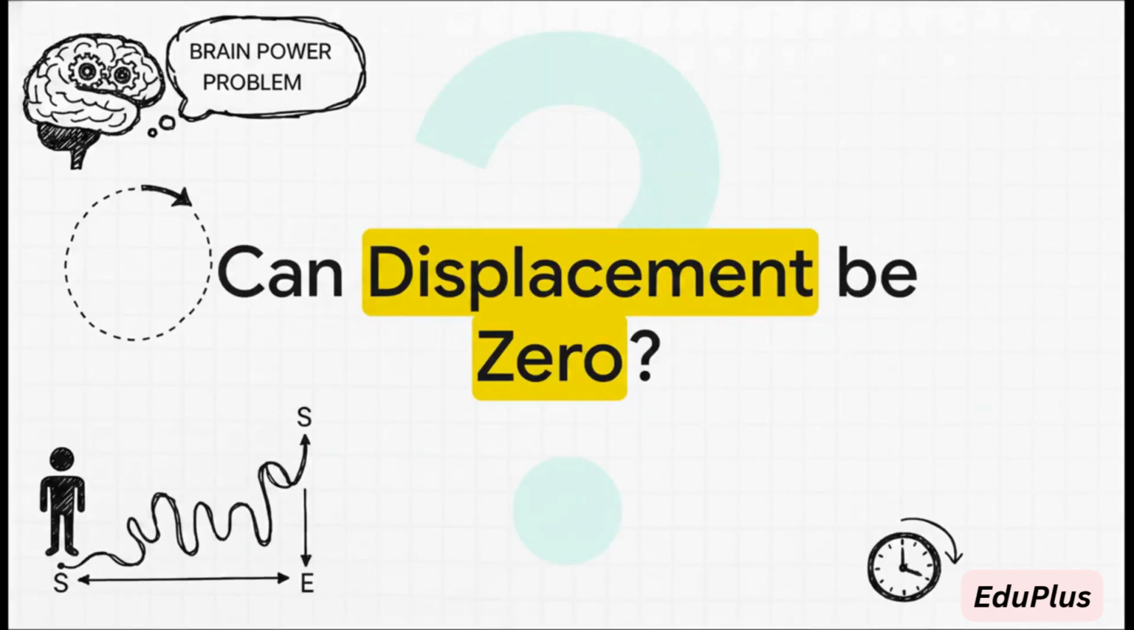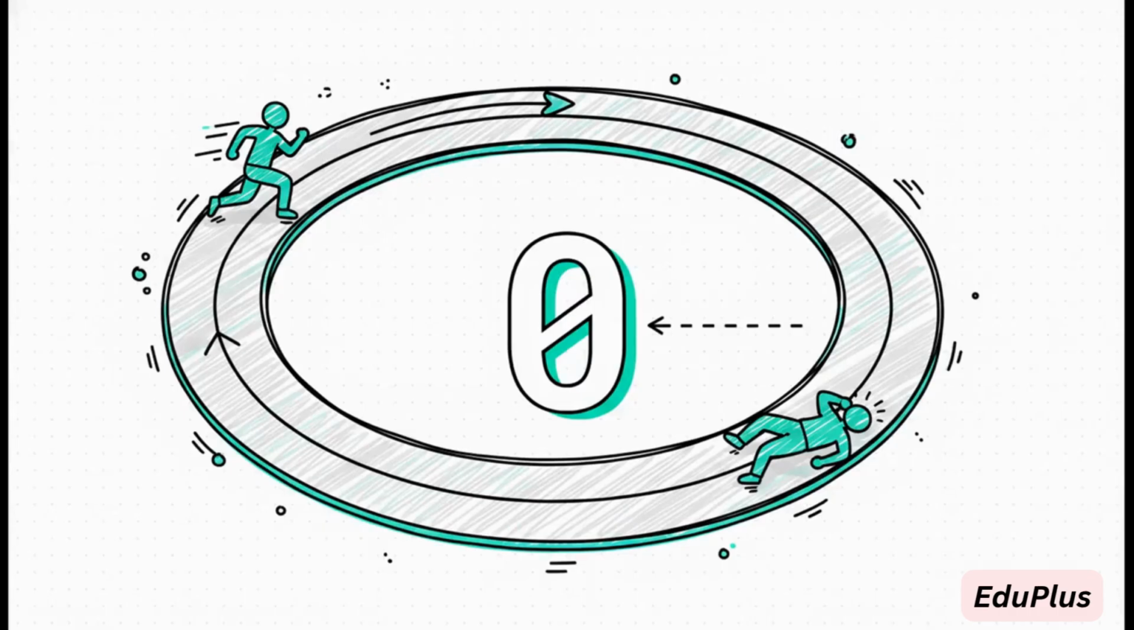Now, the source text throws this fantastic little challenge at us here. They call it a DCP, a Dimag Chalao problem, basically a brain power problem. So let's get your mental gears turning for a second. Based on what we just learned, is it physically possible to travel a distance but have your displacement be exactly 0? Think about it. Yes, the answer is a massive yes.